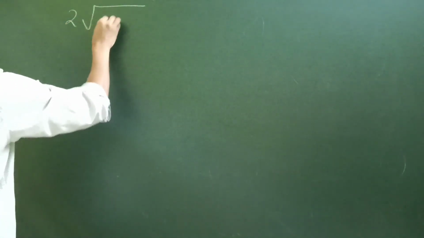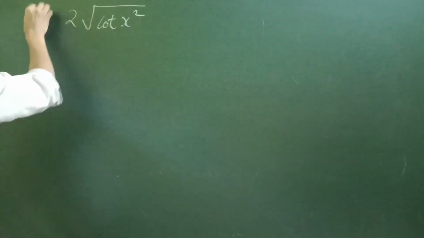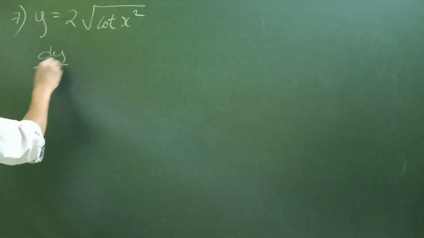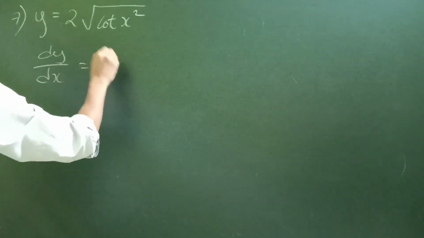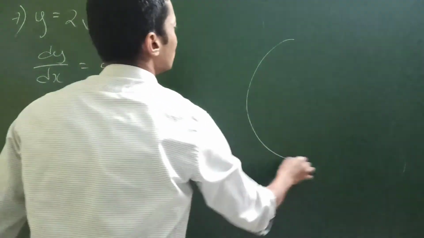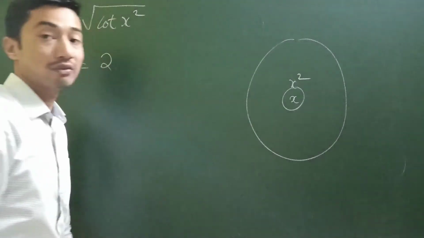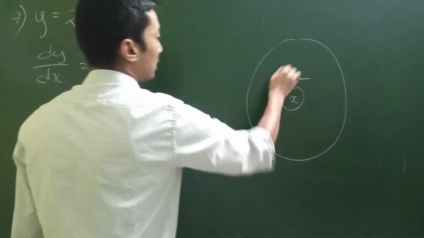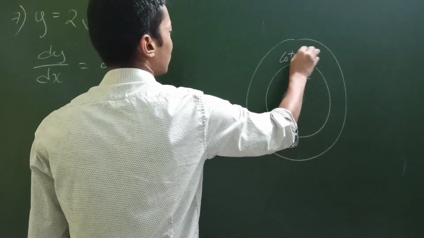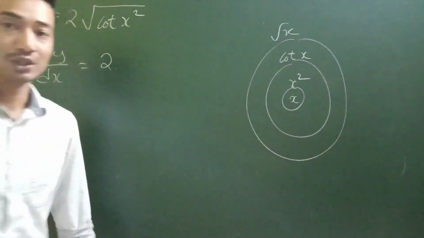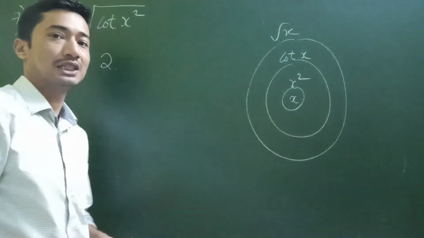2 root of cot x square equal to. So I think this was question number 7, you can just check out. So the derivative of y with respect to x will be 2. Now, this x is under the umbrella of x square, but x square is under the umbrella of cot x, and cot x is under the umbrella of root x. See, so simple, isn't it?